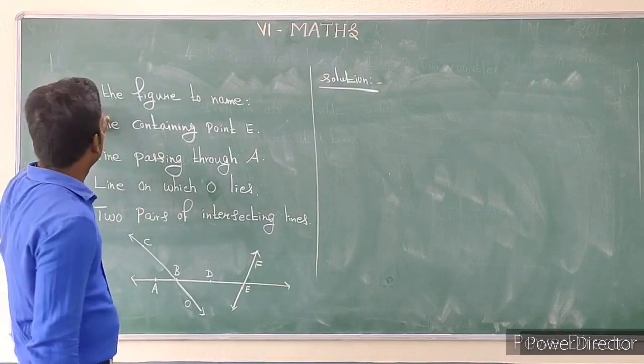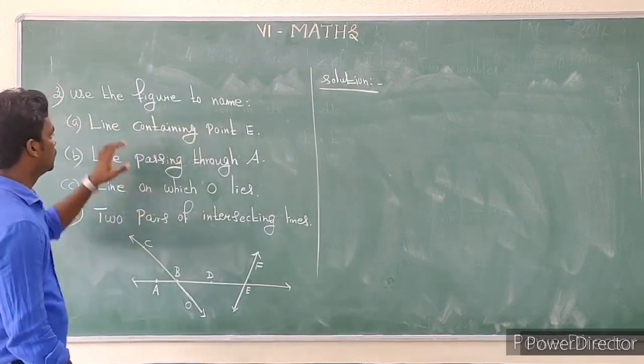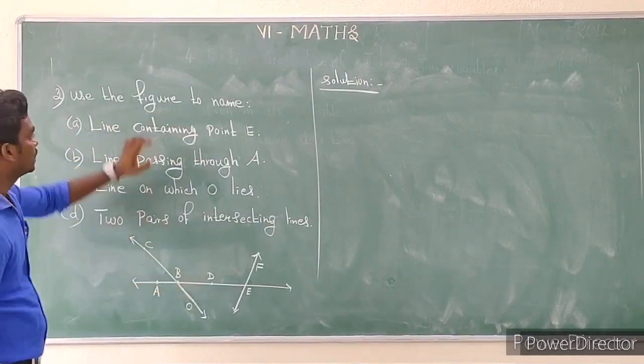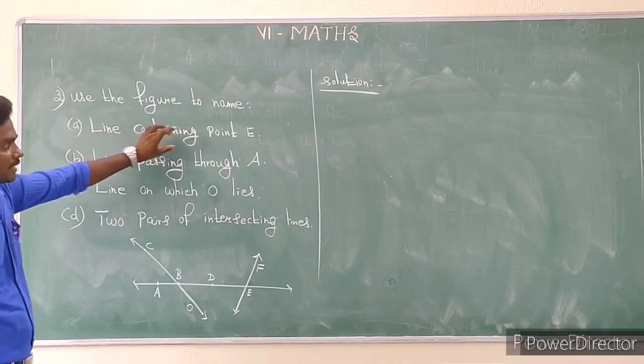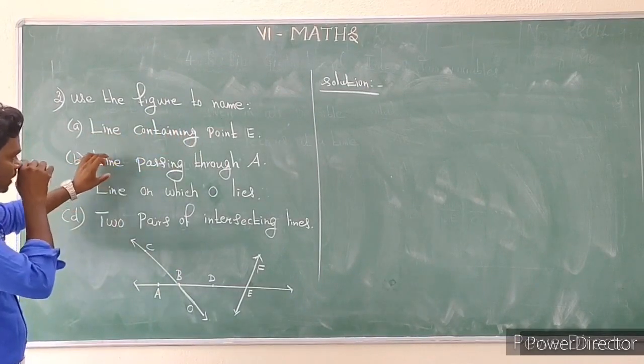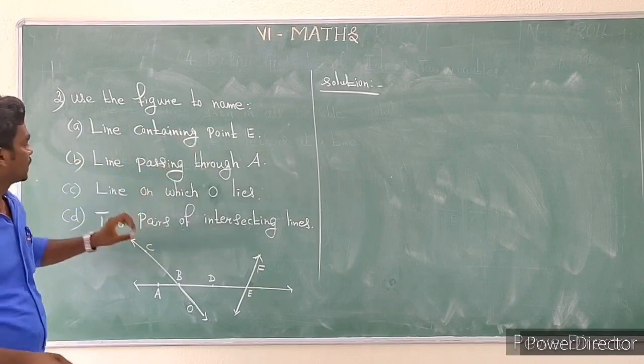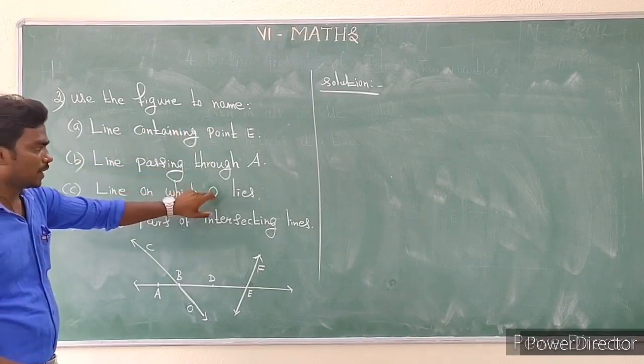So next, our third question. Use the given figure to name the line containing point E. Second question, the line passing through point A. Third one, the line on which point O lies.